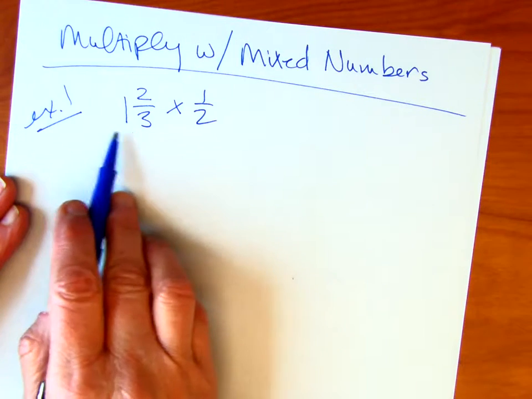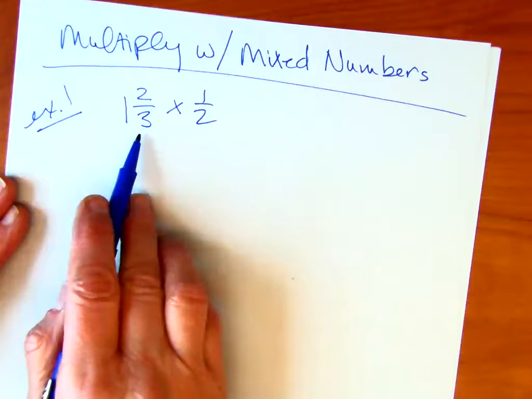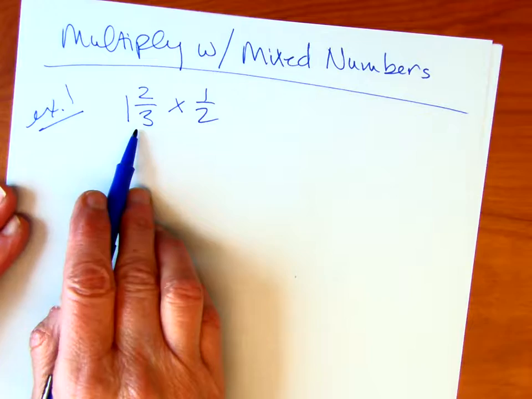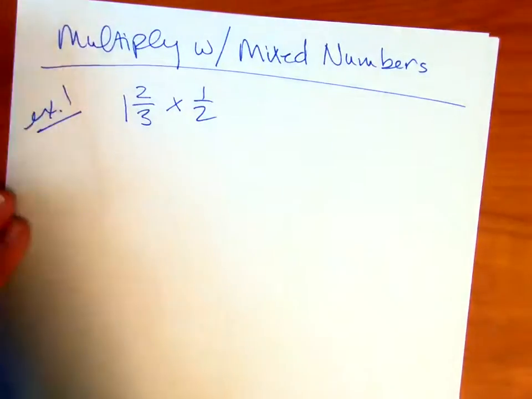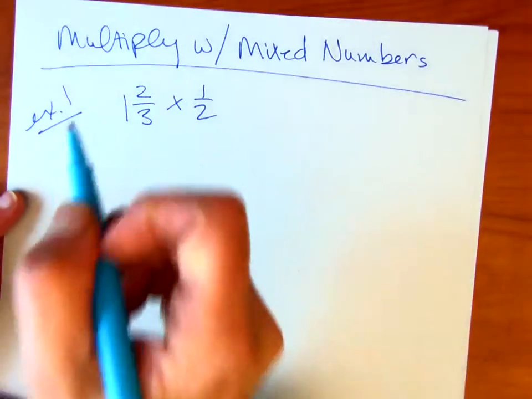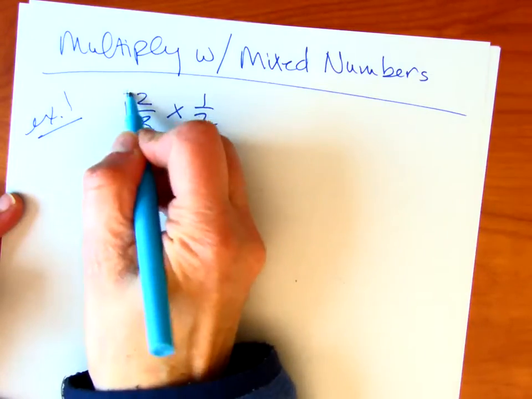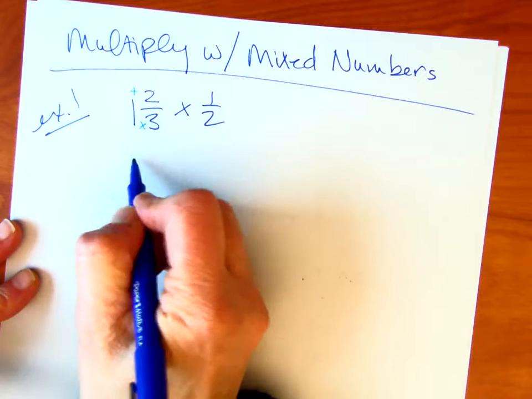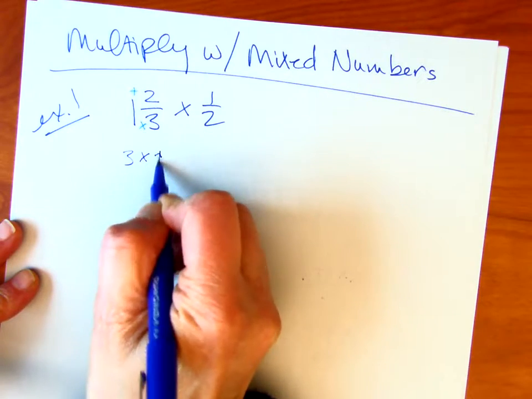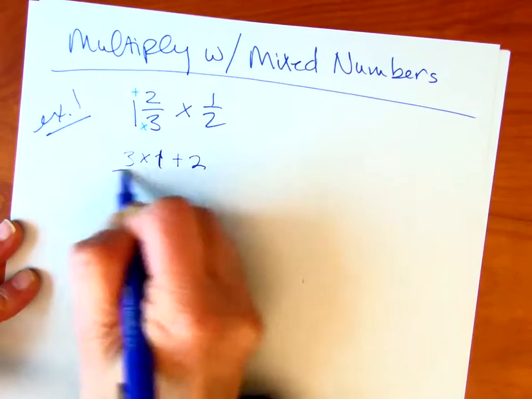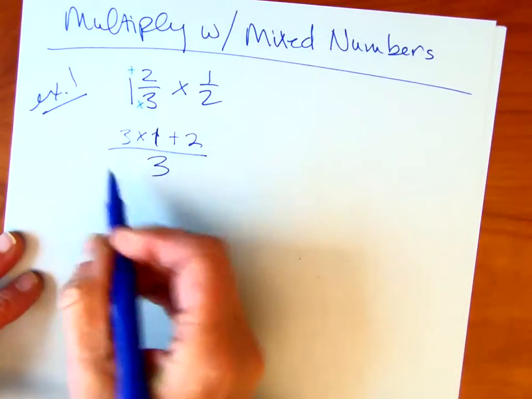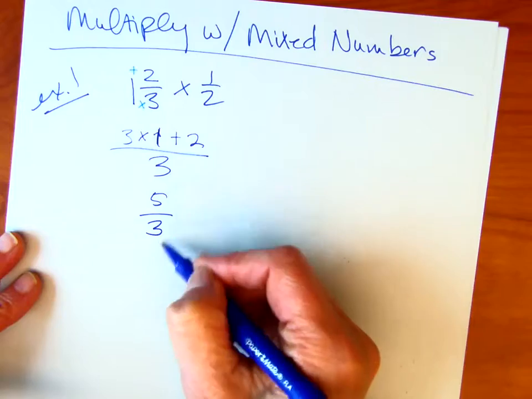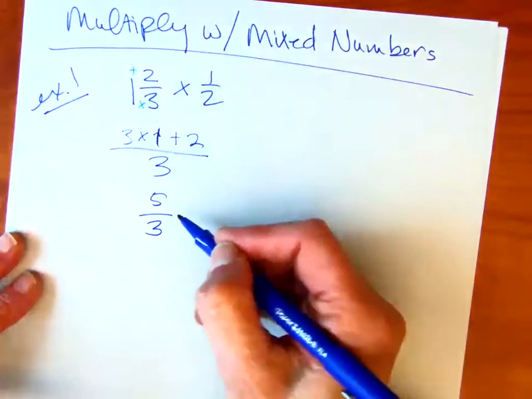And so what we're going to do before we do the multiplication is convert this mixed number into an improper fraction. So as a quick review, that's going to be 3 times 1 plus 2. That will give us our new numerator. So 3 times 1 plus 2 over 3. And that will then become 5/3. Now we've converted the mixed number to an improper fraction.